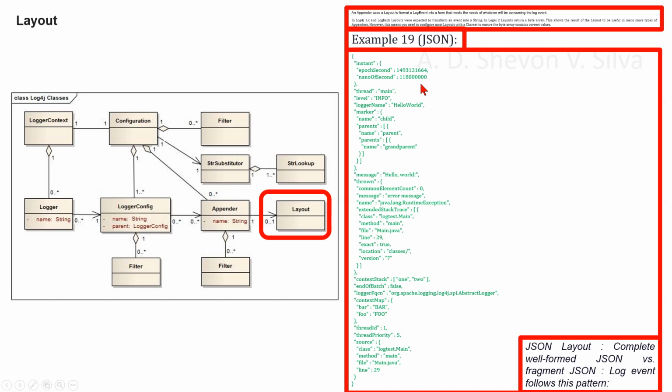If complete equals false, the appender will not write the JSON open array character, the open square bracket, at the start of the document, nor the closing square bracket at the end of the document, and there is no comma between records. The log event follows this pattern. If complete equals false, the appender does not write the JSON open array character, the open square bracket, at the start of the document and the closing square bracket at the end, and no comma between records.